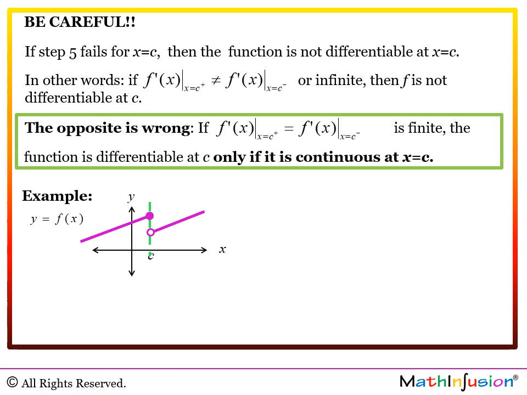Here is an example. If we check only step 5 in this graph, we will get that the slope of the tangent line from the right and from the left of x equals c have exactly the same slope. There is no corner and there is no change in the slope, but you can see that this function is not continuous at x equals c, and that's why it's not differentiable at x equals c, in spite of the fact that step 5 will be totally okay.